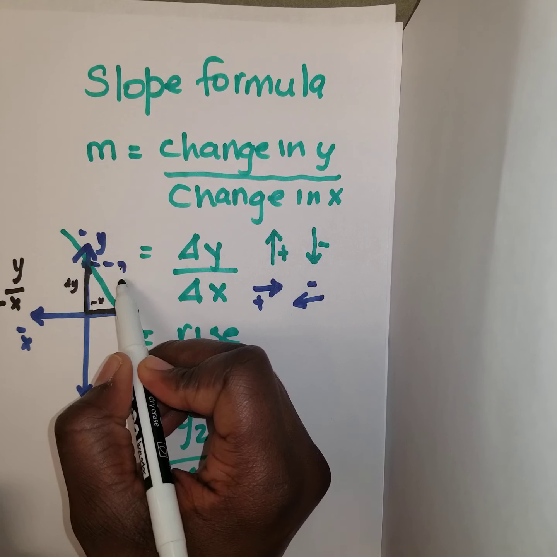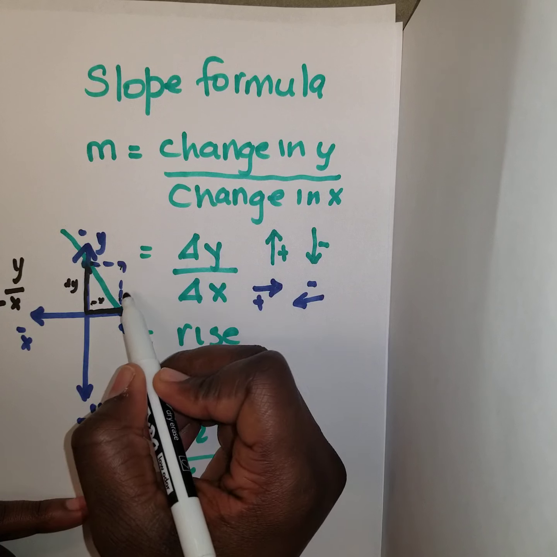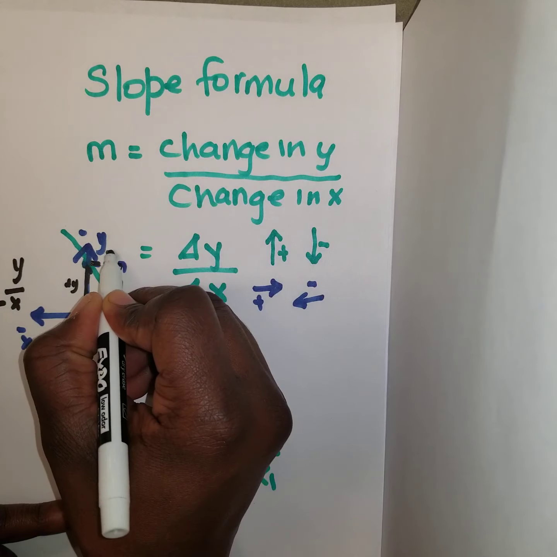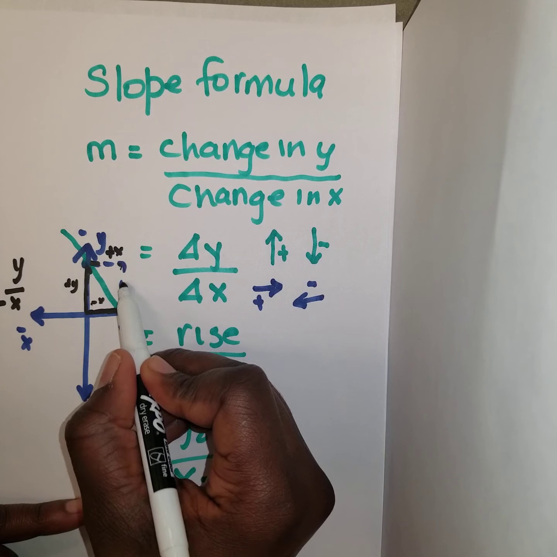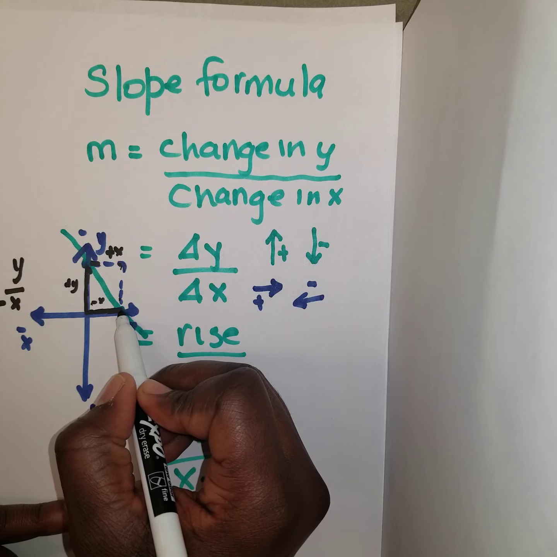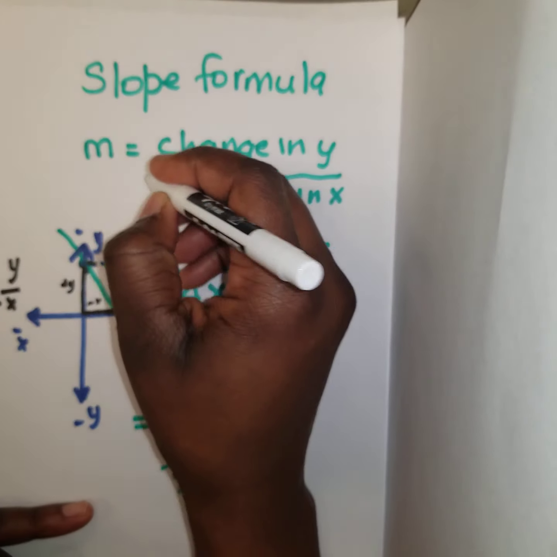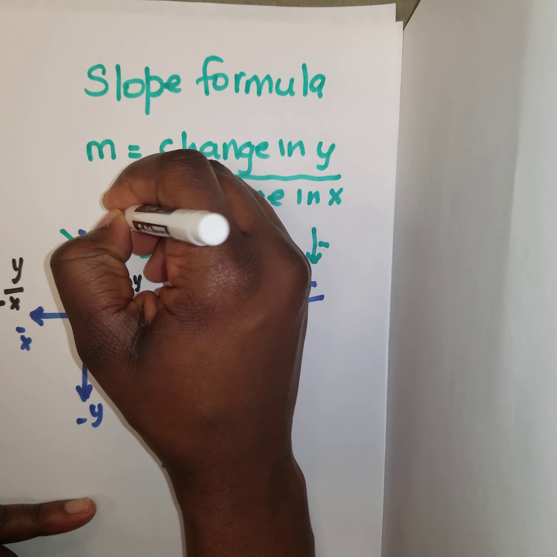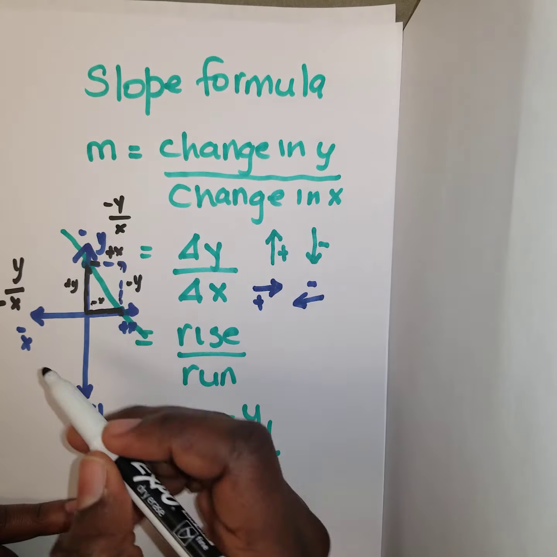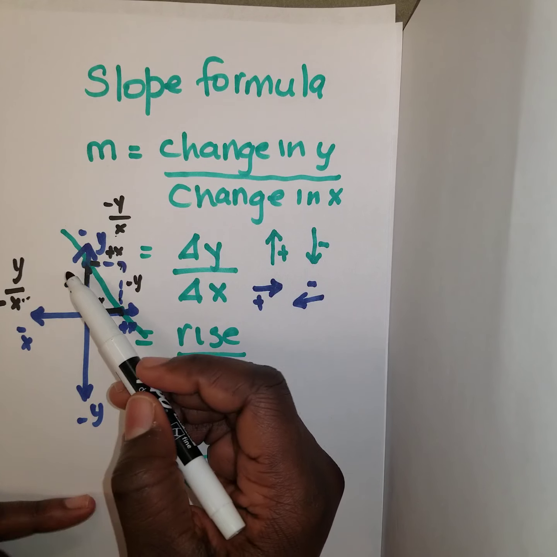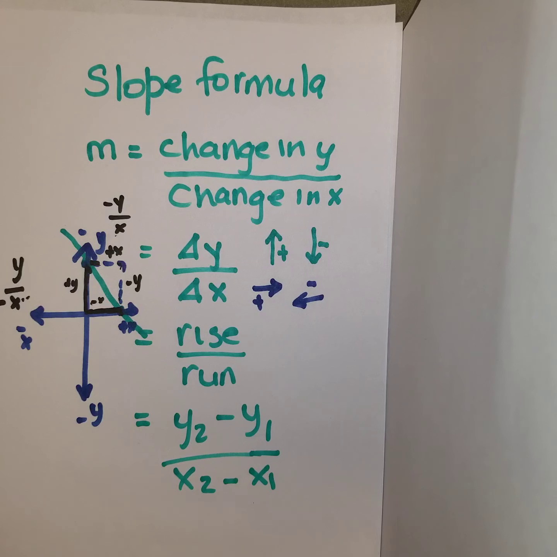If you choose to do the one above the graph, above the line, you can choose to go x first. This would be a positive x. Then you go down to where the other point is, which would be a negative y. Again, write the y value first, so it's going to be a negative y all over a positive x. If you look at these two, you'll see that they're the same thing. Because remember, I told you that once the numerator or the denominator is negative, the entire fraction is negative.